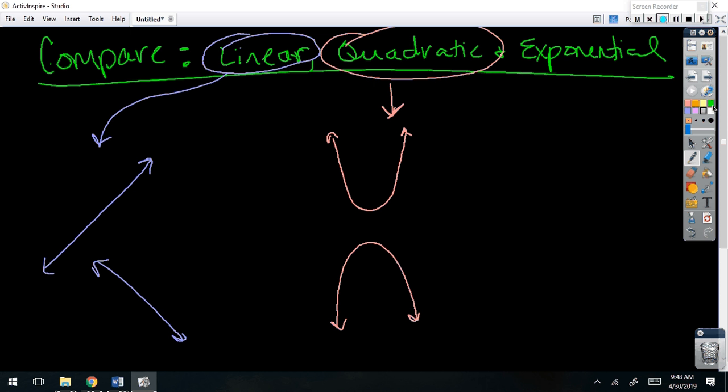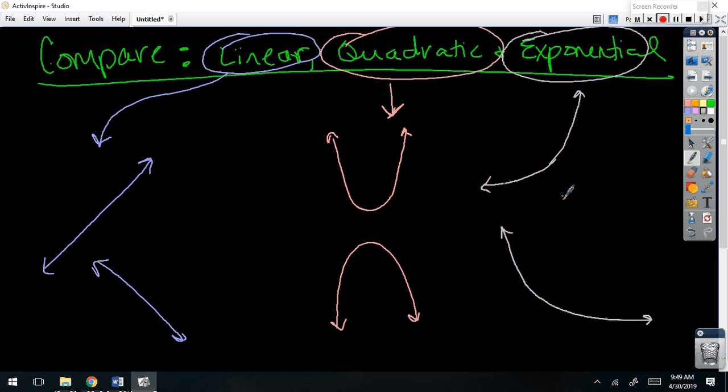The other kind of graph we talked about was exponential. When we talked about growth and decay, that's been a little while back. What does growth and decay look like? That's right. It kind of eases up and then shoots up real fast, or it comes down real fast. This is growth, that's decay. And then it kind of evens out, right?